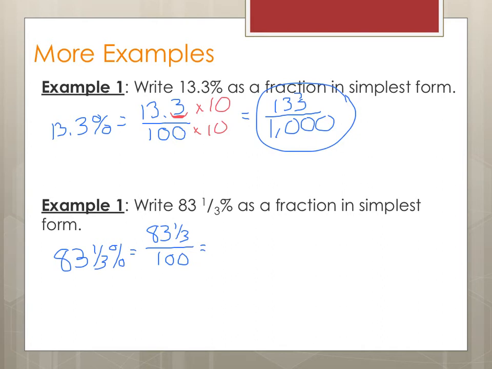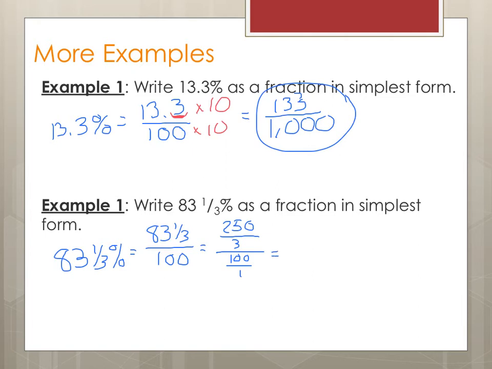We don't want a mixed number as a numerator of a fraction, so let's go ahead and change that mixed number to an improper fraction. 83 times 3 plus 1 will give us 250 over that original denominator 3. And this is still over 100, but let's think of that as 100 over 1.